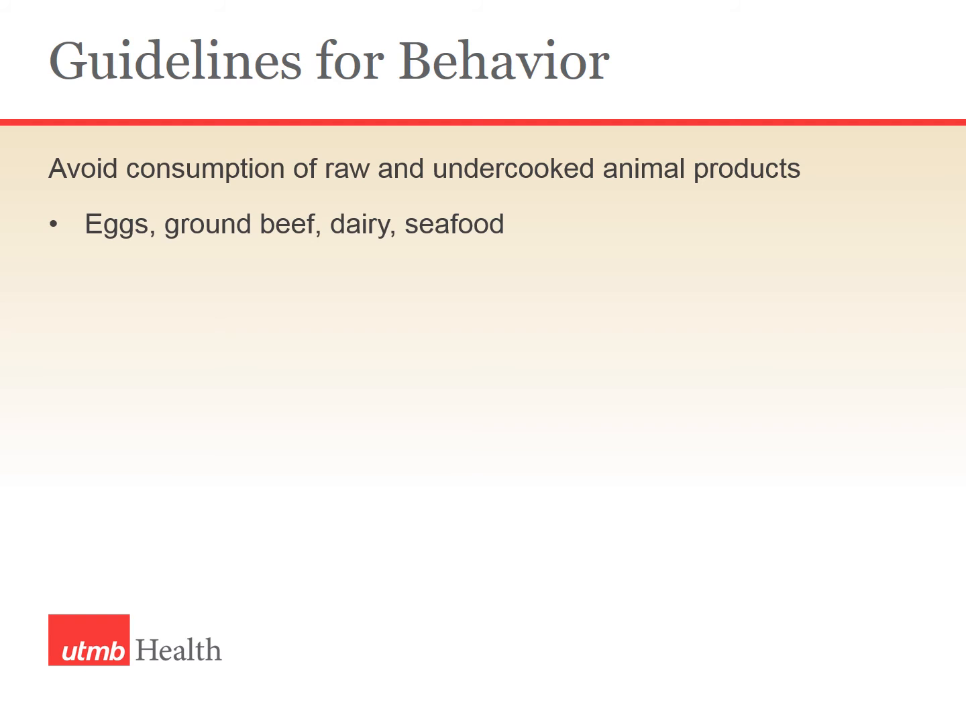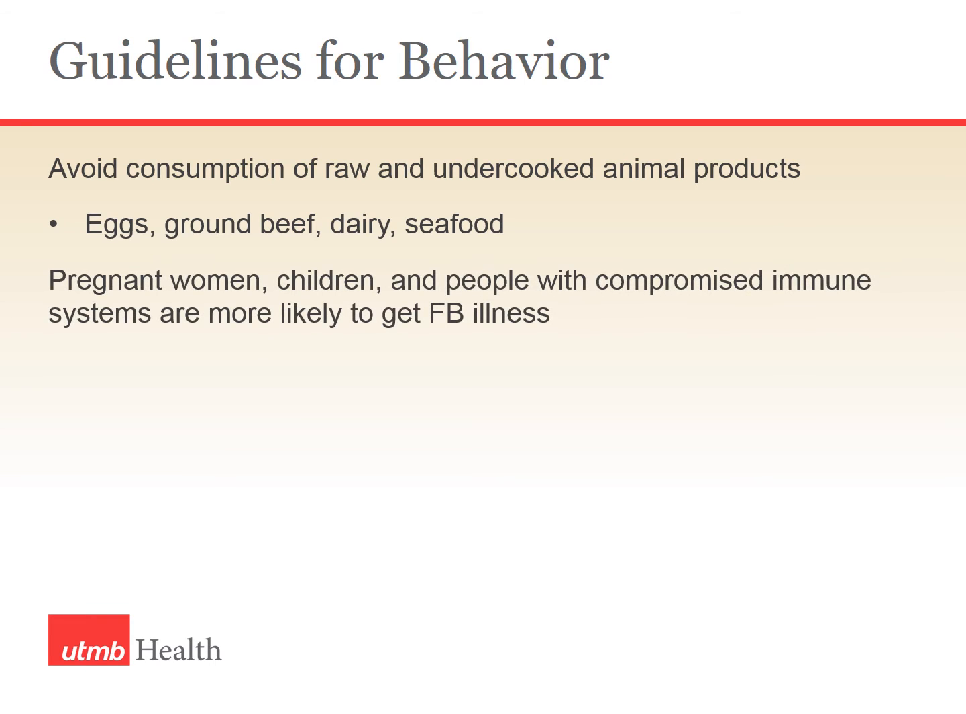Dairy, raw milk is becoming more popular again. Cheeses made with raw milk aren't the safest. Seafood, people like their raw oysters and their sushi and things like that. Again, there are risks associated with consuming these foods.